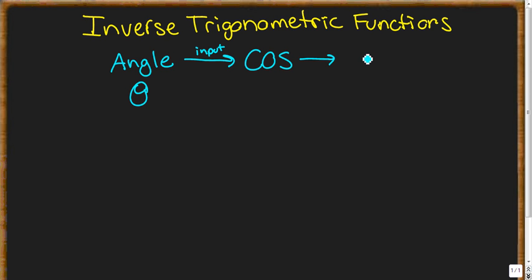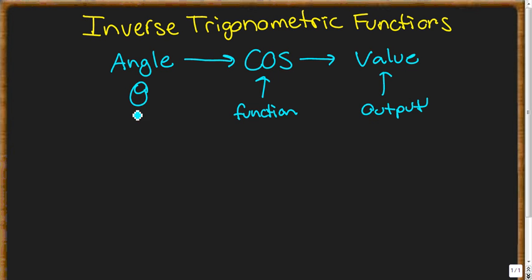and then we get out a value. This is our function, and this is our output. So maybe I should write this over here. This is our input. So we input an angle into the function cosine, and we get an output of some value. Okay, well, the inverse does the exact opposite, right? It goes, or excuse me, it goes the reverse order.